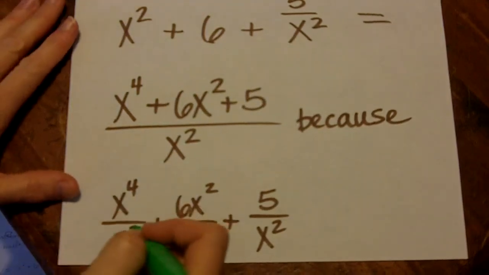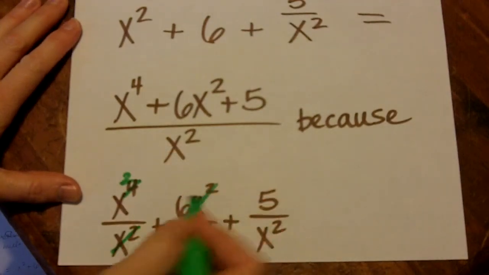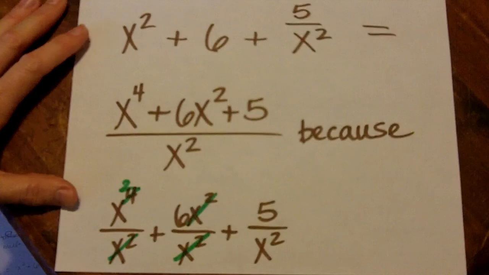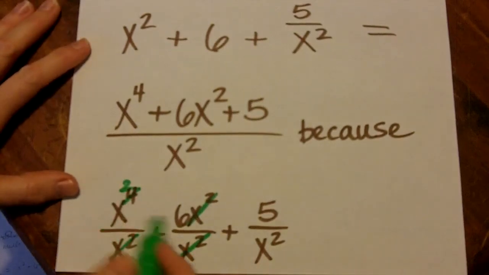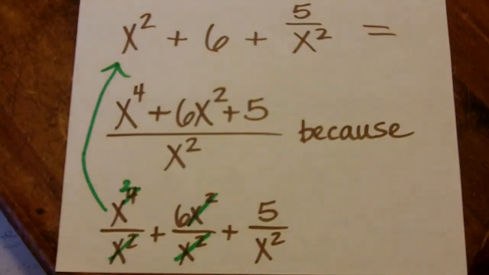And of course, this could be changed to x squared, and these could cancel out. Then you can see how this problem, x squared plus 6 plus 5 over x squared, equals that one. It's just kind of a strange way to do it, but it really does work. So just be careful as you continue your multiplication and have some fun with it.